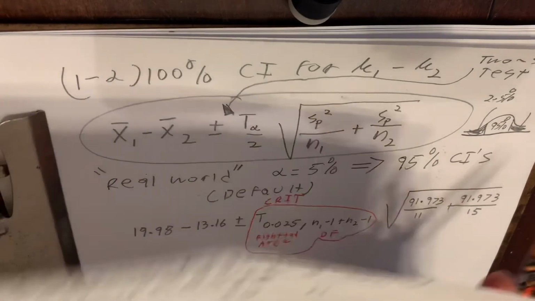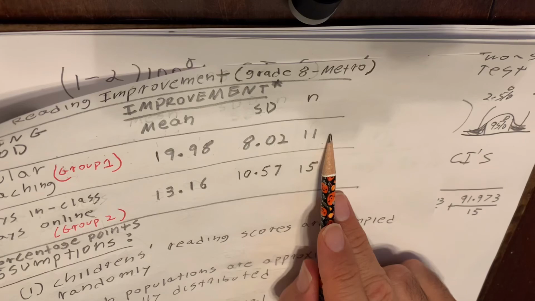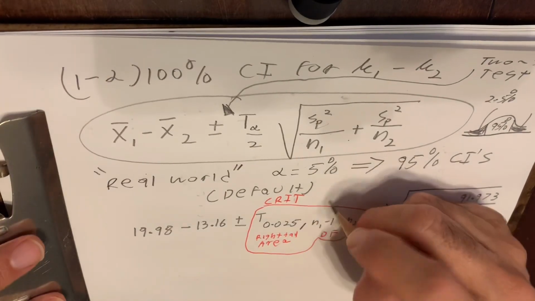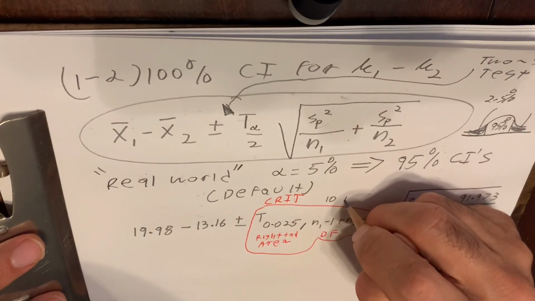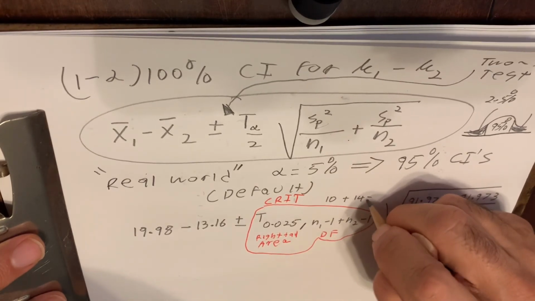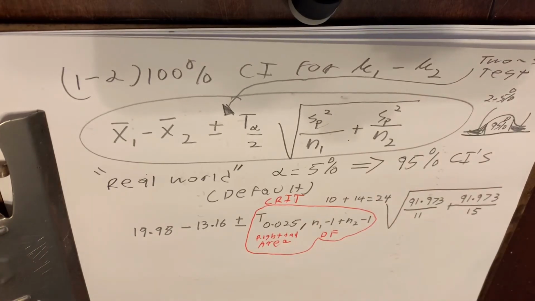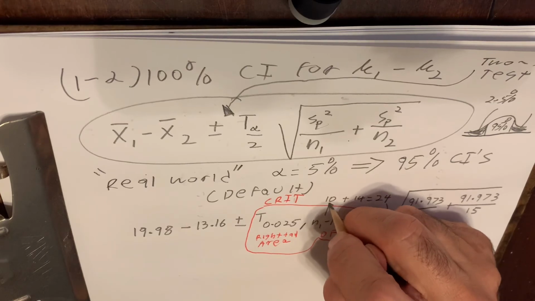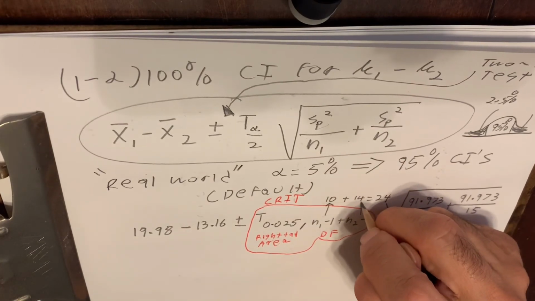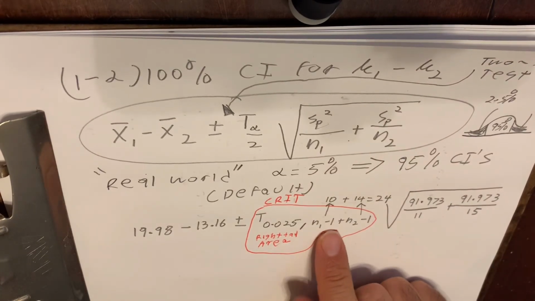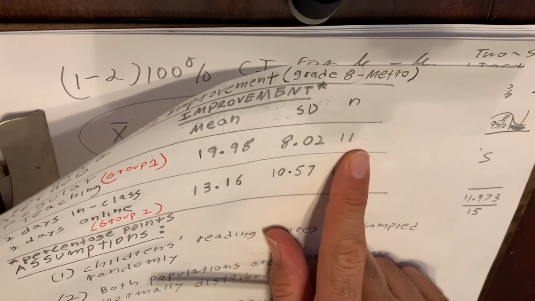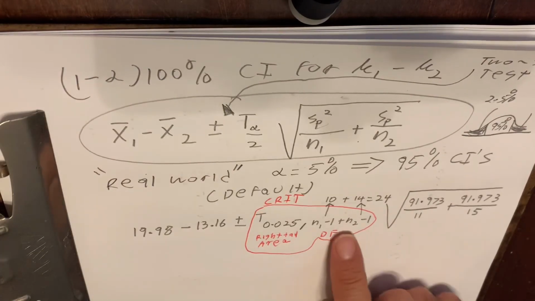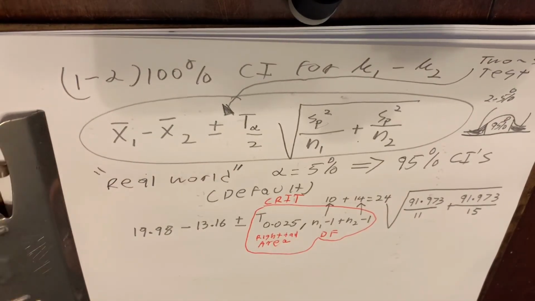11 minus 1 is 10. 15 minus 1 is 14. So this is 10 plus 14, which equals 24. So there are 24 degrees of freedom here. Right? N1 minus 1 is 11 minus 1, which is 10. N2 minus 1 is 15 minus 1, which is 14. So there are 24 degrees of freedom.